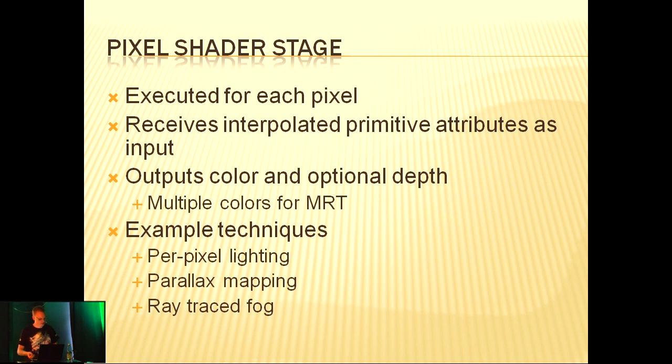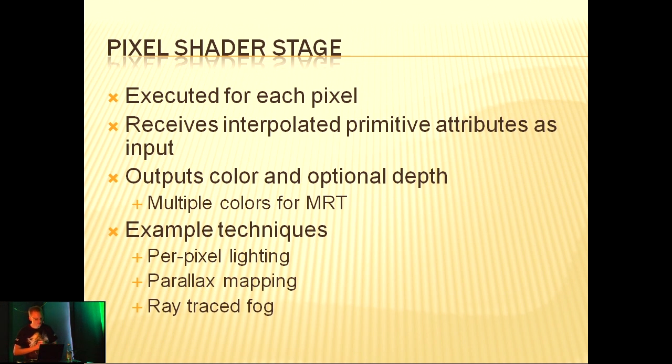And then we have the pixel shader stage. It's executed for each pixel. It receives the interpolated primitive attributes as its input, and it outputs a color and an optional depth value, or multiple colors if you have MRT, being multiple render targets.